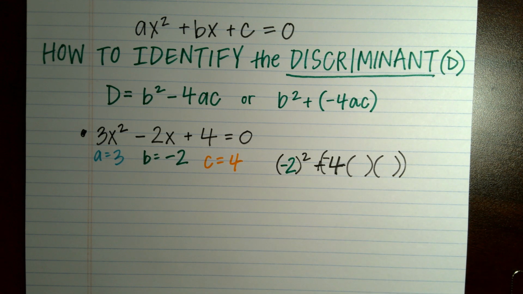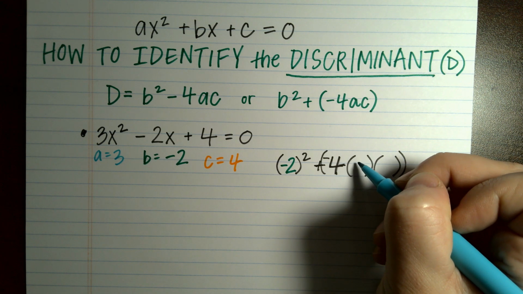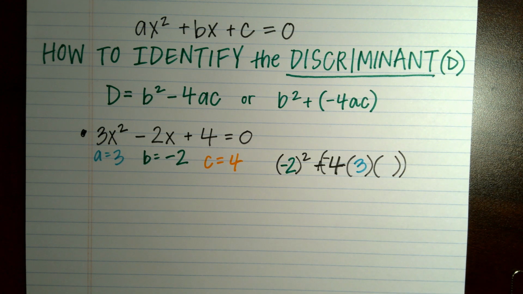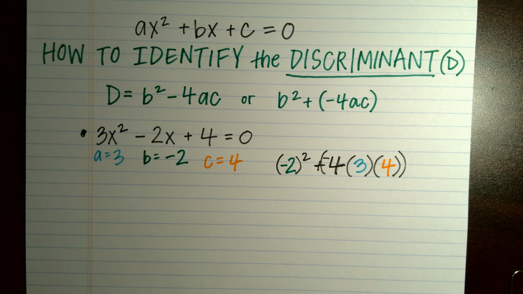And it all just depends on what kind of number we get. Whatever feels more comfortable for you. These are the exact same thing. They're just written a little differently. So our A goes next. What number do I put here? 3. And then C is what? 4. Good. Okay, so now we need to solve this out.